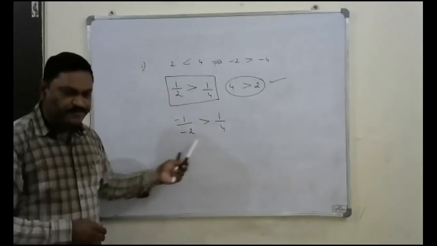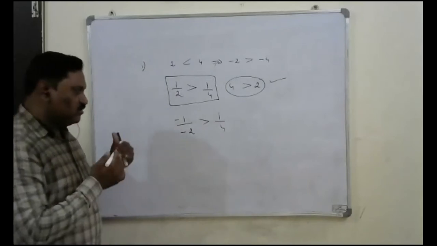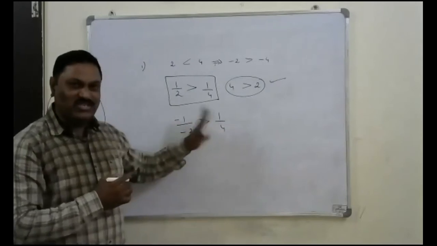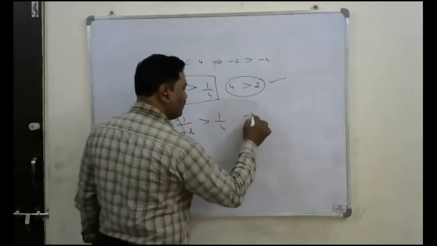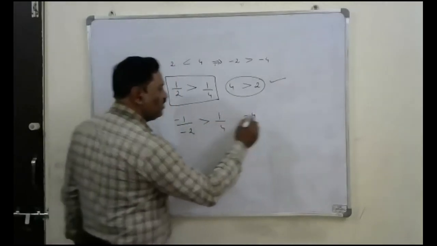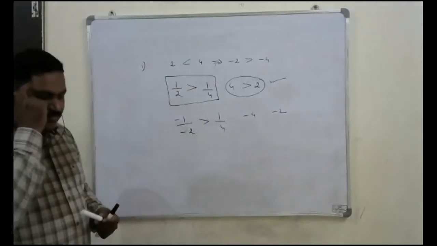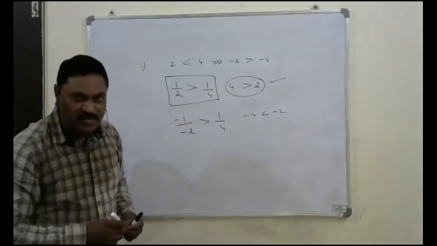This is also correct now? Yes. Minus 1 upon minus 2 is also 1 by 2, right? Suppose if you do the cross multiplication here, 4 into minus 1, minus 4. Minus 2 into 1, minus 4, minus 2. Which is bigger one? Minus 2. Minus 2 minus means here the inequation changed, right?